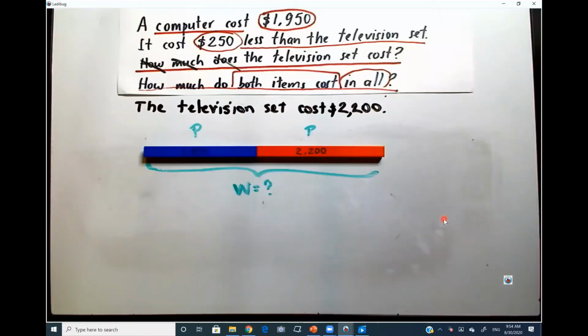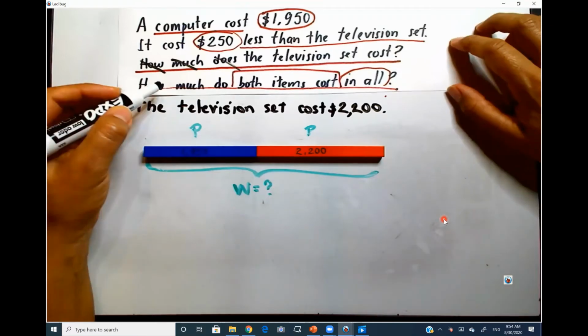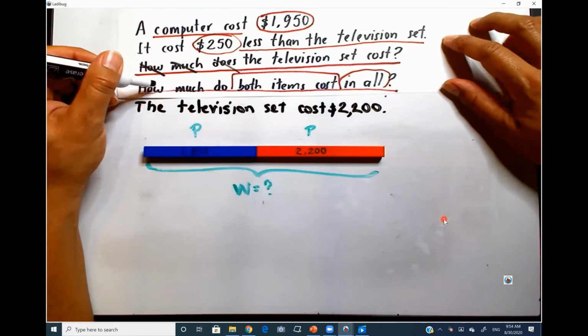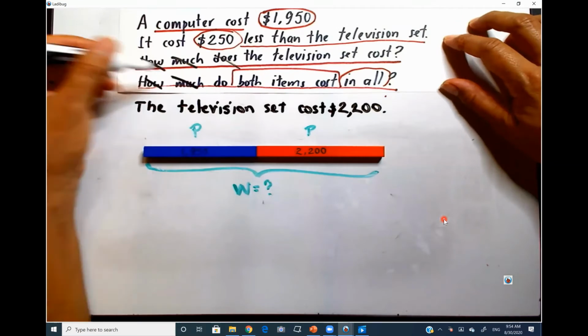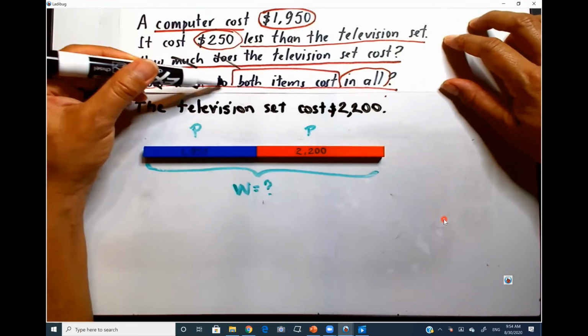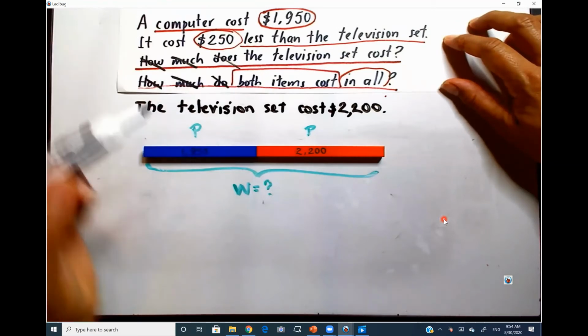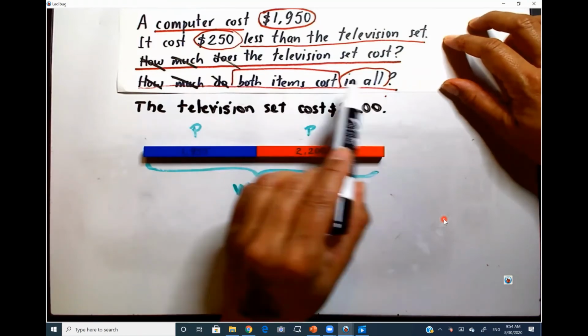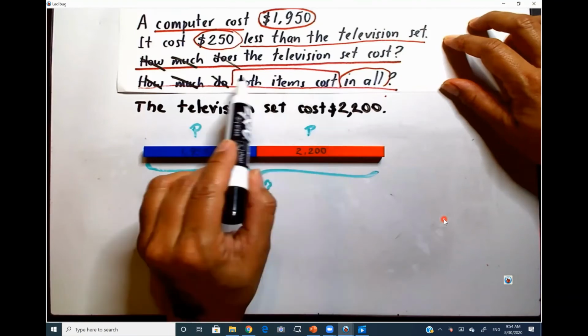Now this time, let's write the answer statement like we did before, and let's do how much do both items cost in all. So remember, you cross the question words, how much, and you cross the auxiliary verb does or do. Now we have the words both items cost in all.